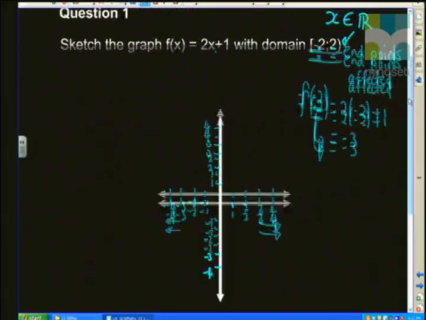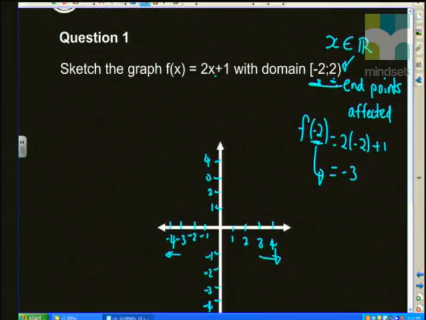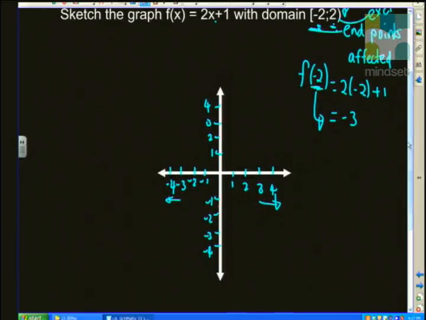Now, remember you dealt with interval notation. The square bracket means including the end point, and the round bracket means excluding the end point. So if I were to represent this minus 2, minus 3, it is an end point that's included when I represent it on the graph. So that coordinate is an included, in other words, closed dot coordinate.